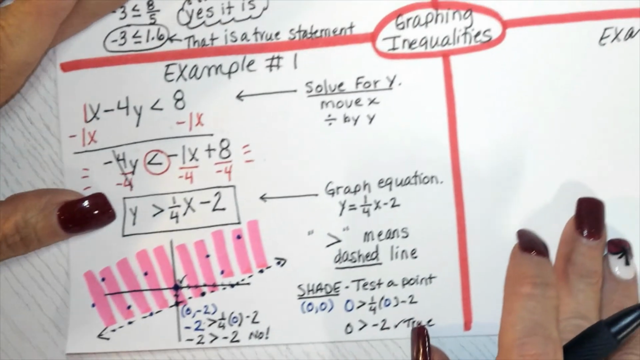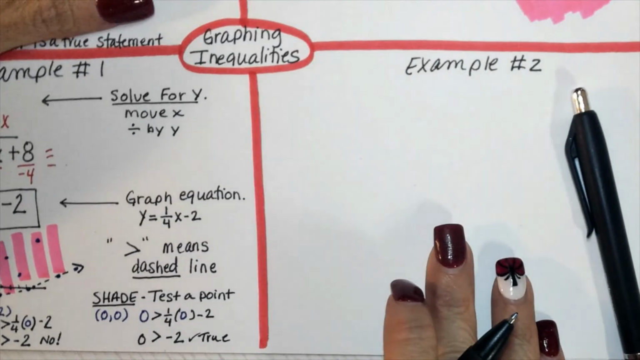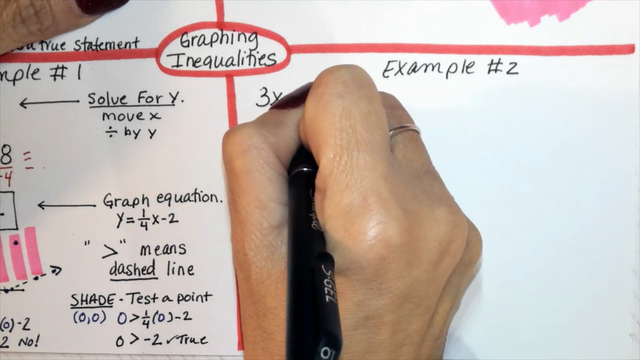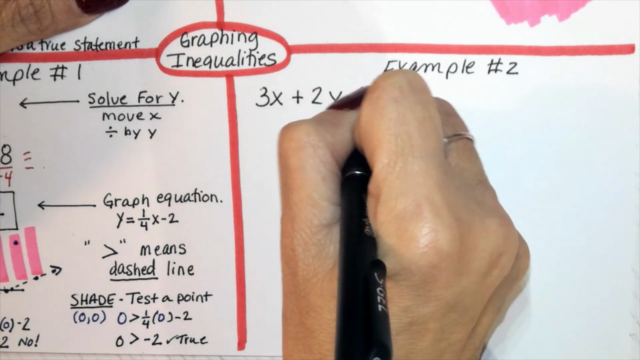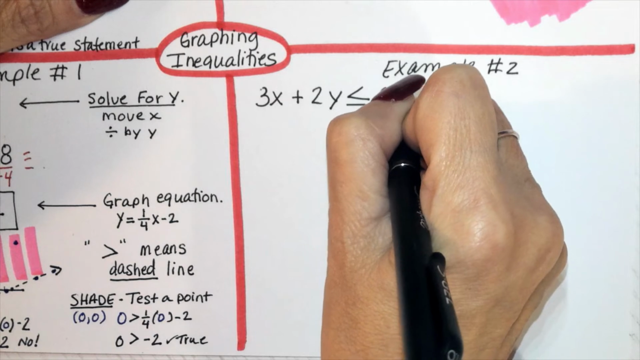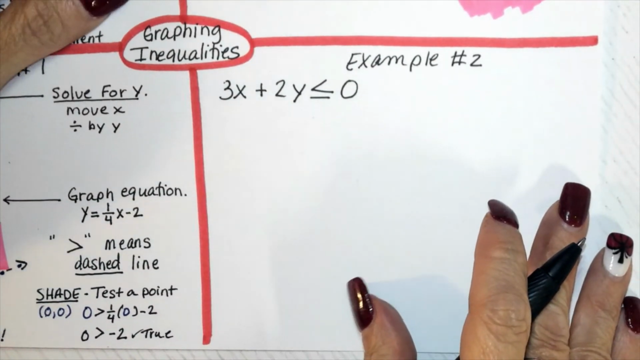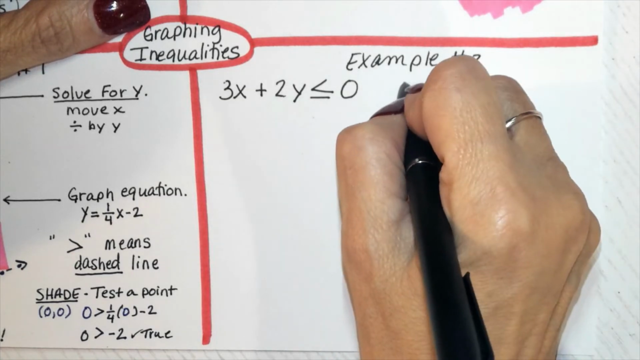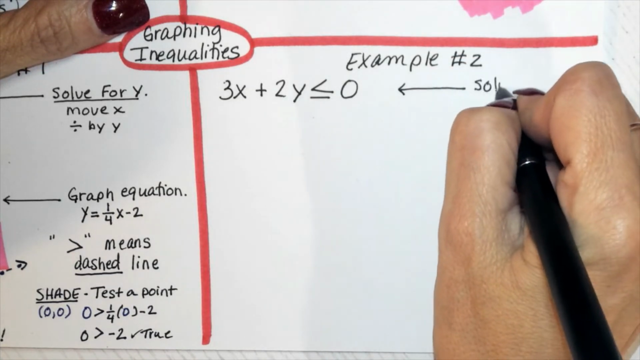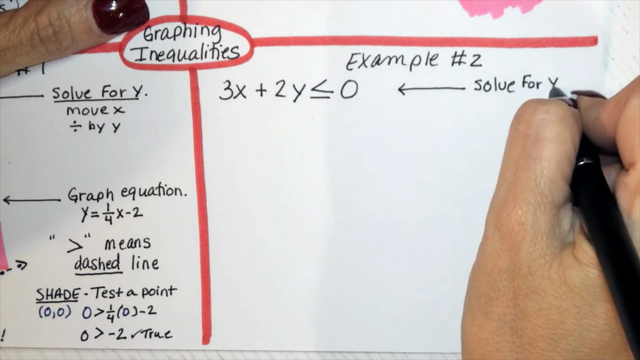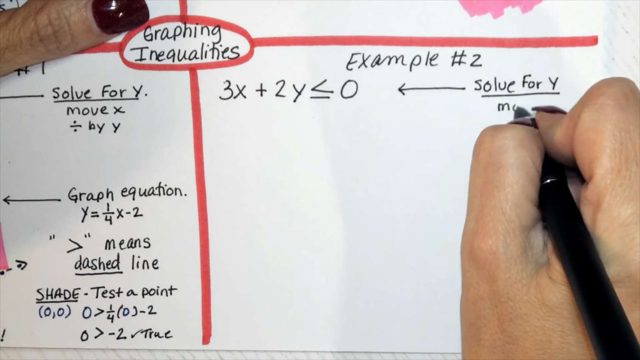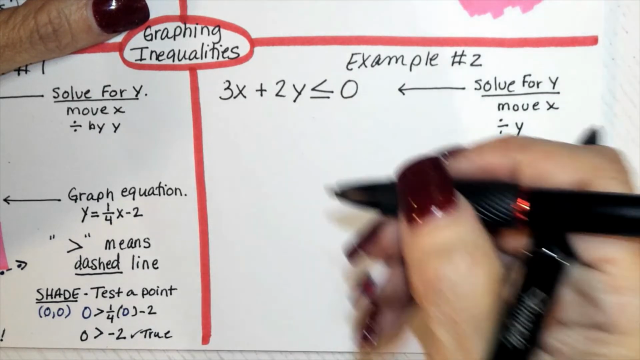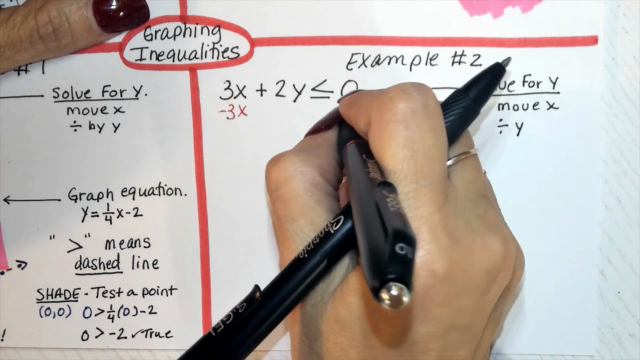Okay, let's do another one. Again, you can go back and watch that if you need to. Example number 2. Here we go. Let's do 3x plus 2y is less than or equal to 0. Okay. Well, in order to graph it and figure it out, I have to solve for y. So I'm going to say solve for y. So that means I need to move the x and I need to divide by the y. So I'm going to come back over here. I'm going to move the x.